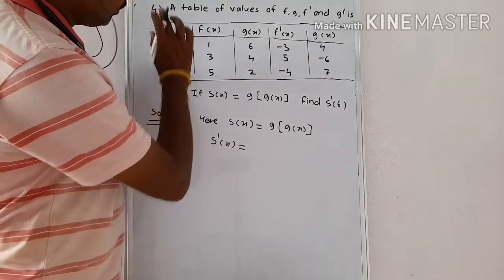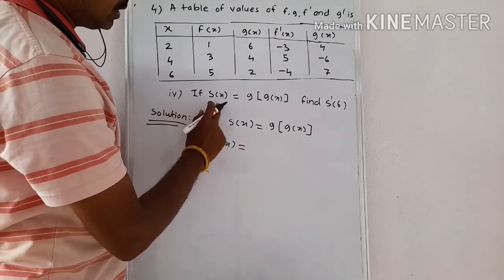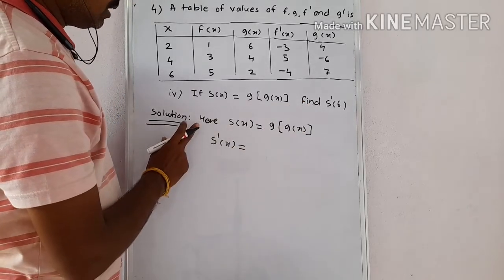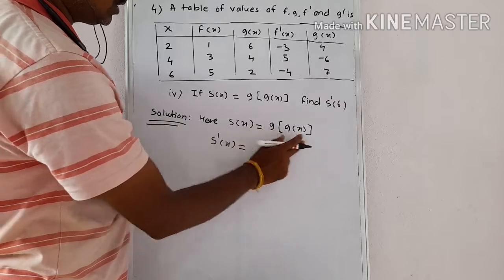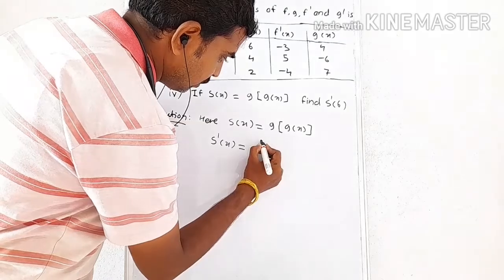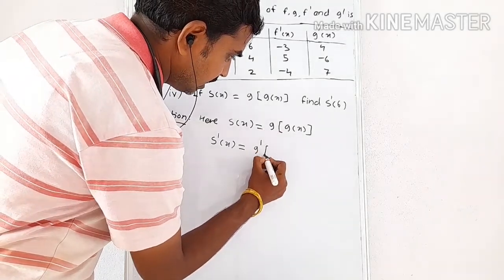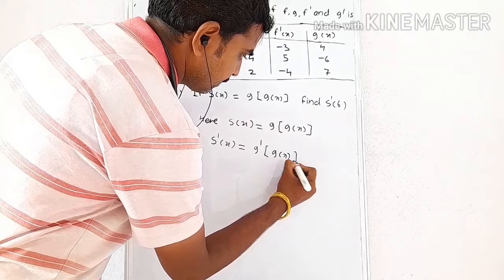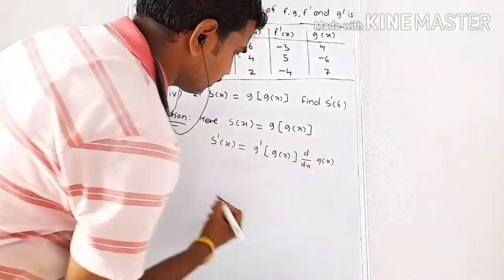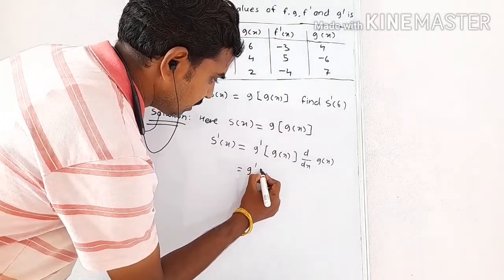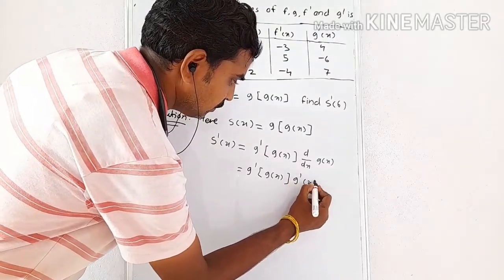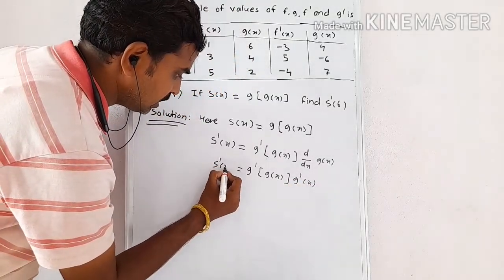Now, the last example in the fourth type is: if S of x equals g of g of x, we want to find S dash of 6. In a similar manner, we write S of x as g of g of x. Now, what is the derivative of S of x? We first differentiate the outer g function. We get g dash of g of x as it is, and then the derivative of the bracketed term. The derivative of g of x is g dash of x. This is the formula for S dash of x.